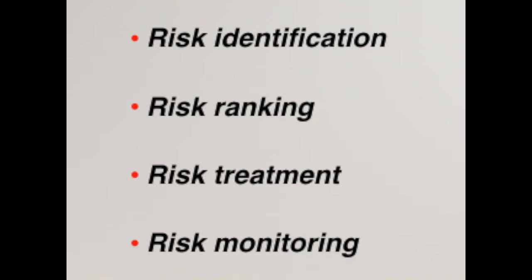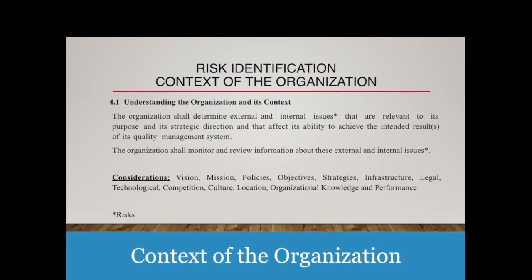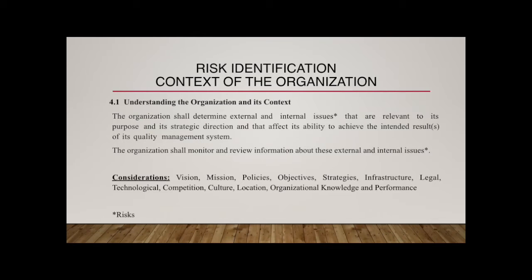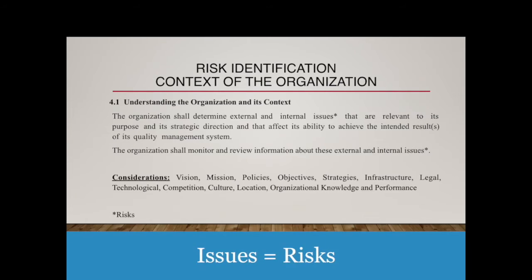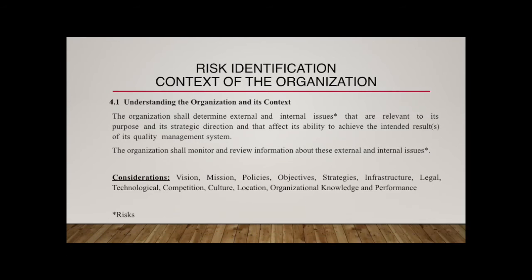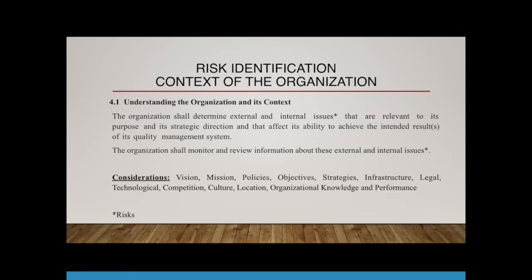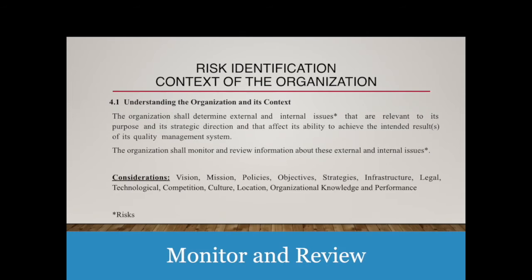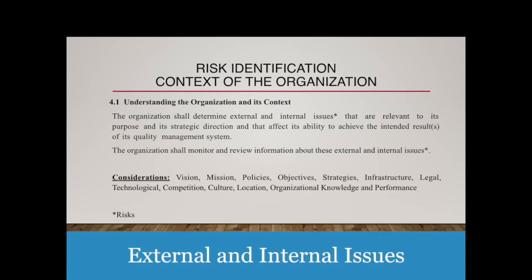Risk identification in the ISO 9001-2015 standard begins in Clause 4.1, understanding the organization and its context. The organization shall determine external and internal issues that are relevant to its purpose and its strategic direction and that affect its ability to achieve the intended results of its quality management system. The organization shall monitor and review information about these external and internal issues.